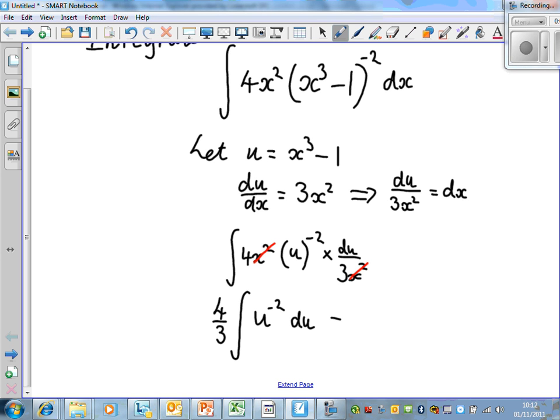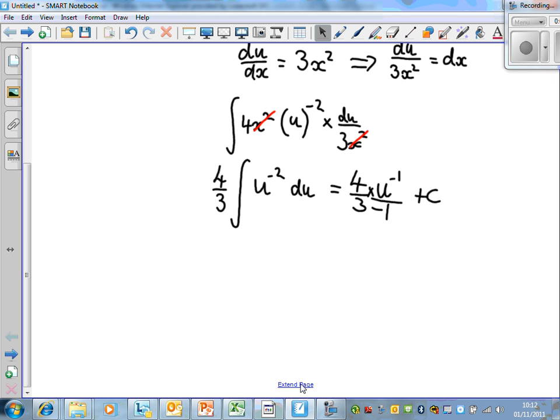Okay, and this becomes 4/3, and then we can use the usual rules of integration. Add the power, so it's u to the minus 1. Divide by the new power, so divided by minus 1. Okay, and remember we need a plus c. That means that we end up with minus 4u to the minus 1 over 3. The division by minus 1 just has the effect of turning everything into a minus. Need plus c as well.